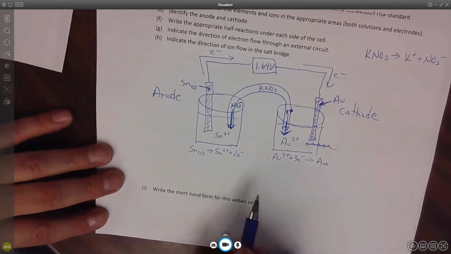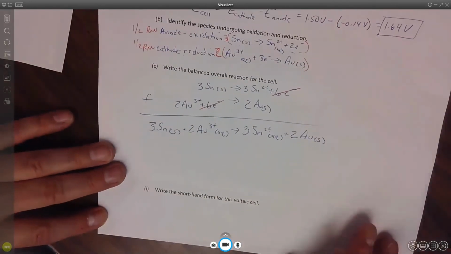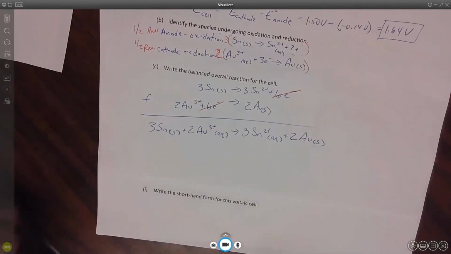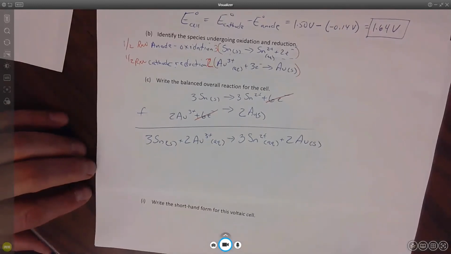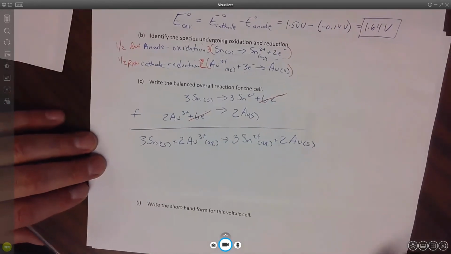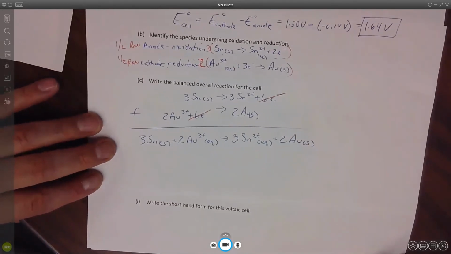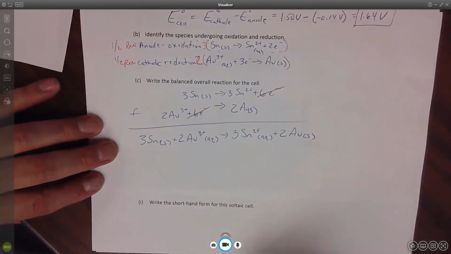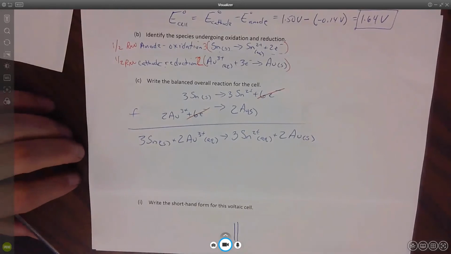Okay, so now we want to write the shorthand form, right? So we had our overall reaction, and I want to know what the shorthand form is going to be for this. So what can we start with? I want you to start in the middle. What would I put in the middle? Double lines. Yeah, and what do they represent? I think like solution barrier. It's the salt bridge. Okay, so that's the salt bridge between the two.